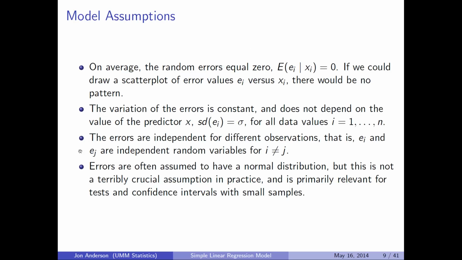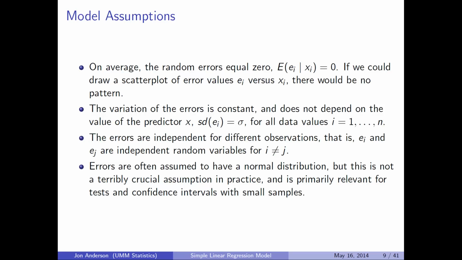The third assumption is that our errors are independent. In other words, that the error random variable for the ith observation is statistically independent from the error observation for the jth observation. The final assumption is that the errors have a normal distribution. And this is not terribly crucial in practice and is really only relevant for talking about the production of confidence intervals and hypothesis tests when we have small samples. When we have large samples, this is really not an issue at all.